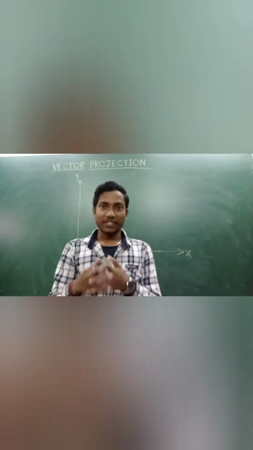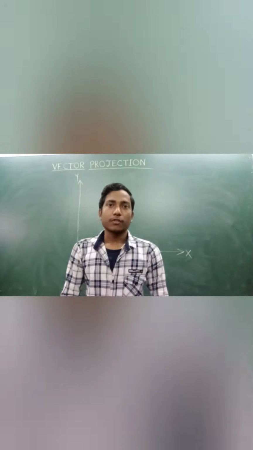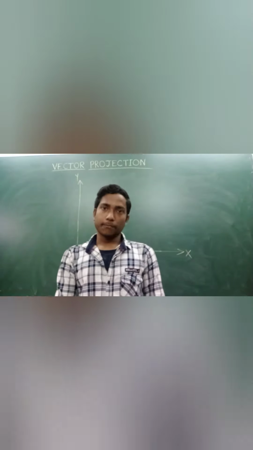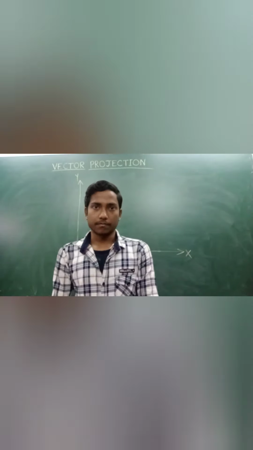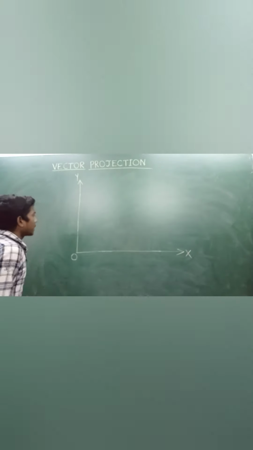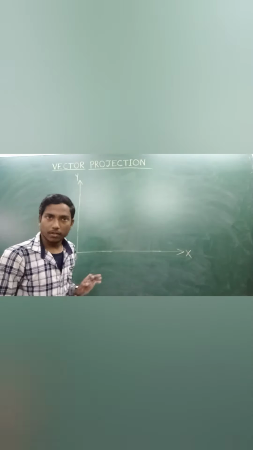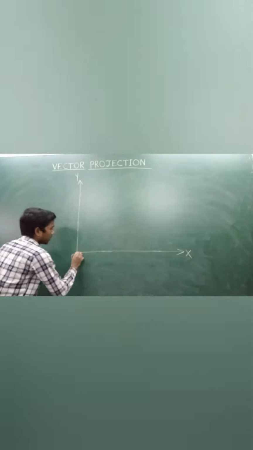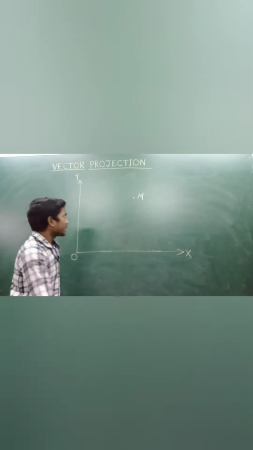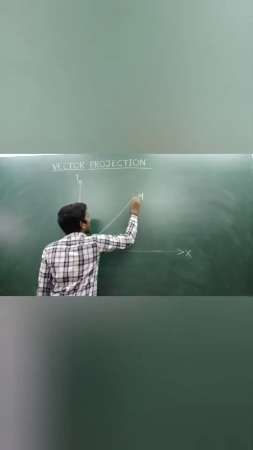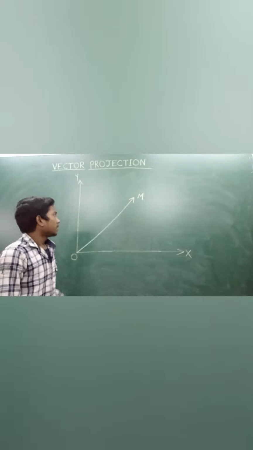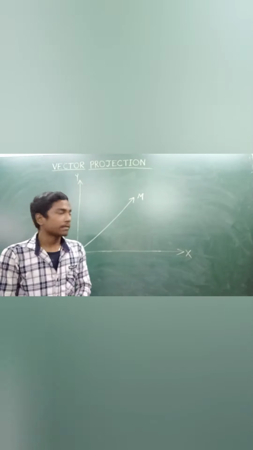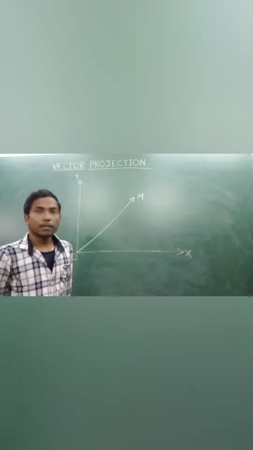Now we will understand the physical significance of vector projection. So vector projection is basically the effective part of a given vector along a given direction. Let's take an example to understand this. Say there is a particle which moves in this xy coordinate plane and it starts moving from the origin and reaches up to point A. So its displacement vector can be denoted by OM. Now OM is the total displacement of this particle in this xy coordinate plane.